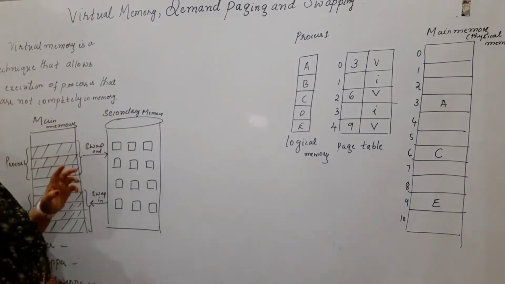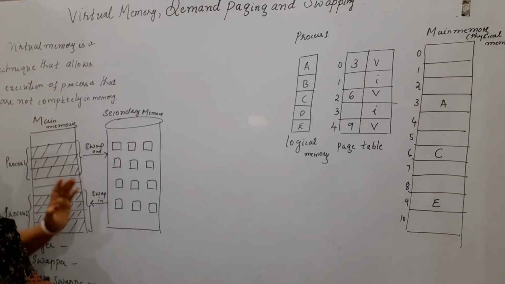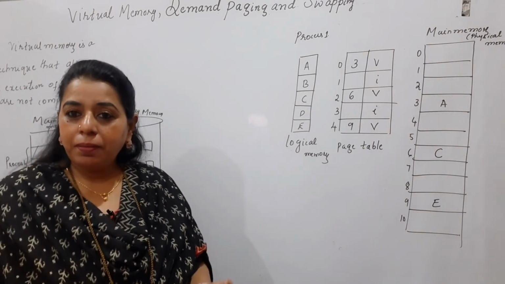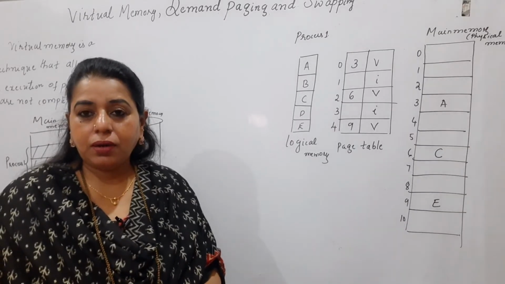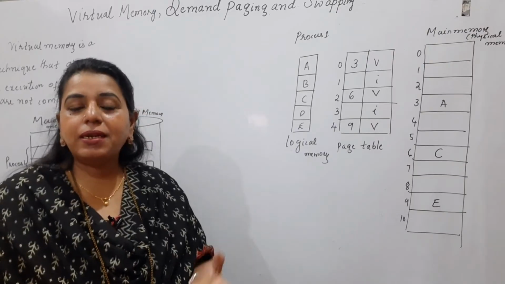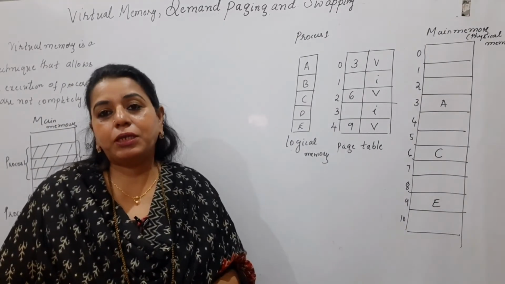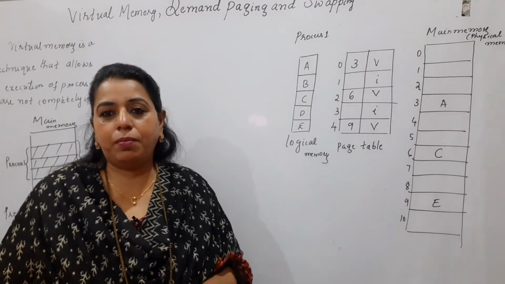Normally, if you see, the definition in the textbook is given in this manner: virtual memory is a technique that allows the execution of a process that are not completely in memory. What does it mean? The memory is not having the pages of the process. Not all pages of the process are present in the memory, but still it allows the execution of the process. How is it possible? We say with the concept of virtual memory. Virtual memory is simply like an imaginary memory.